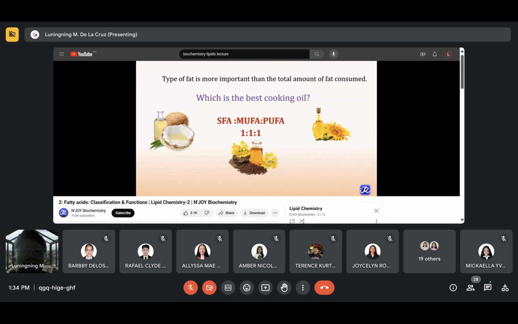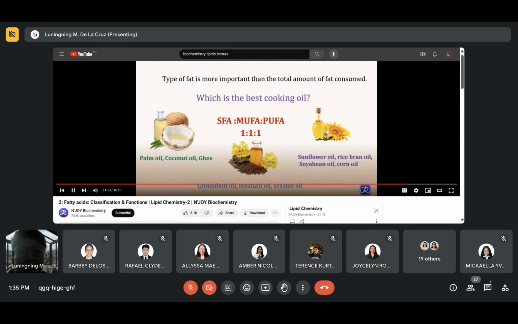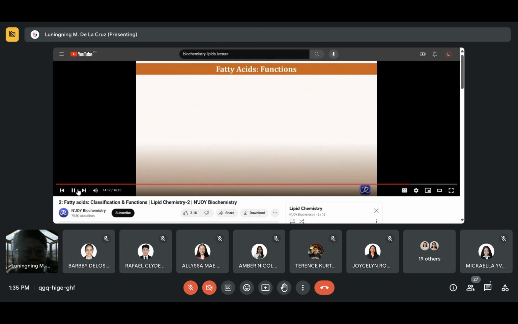The examples that we should consume in our diet: saturated fatty acid, palm oil, coconut oil, ghee; monounsaturated fatty acid, groundnut oil, mustard oil, sesame oil; polyunsaturated fatty acid, sunflower oil, rice bran oil, soya bean, corn oil. So we should have the equal proportion of all these oils in our diet in this proportion of 1:1:1. Let's see the function.